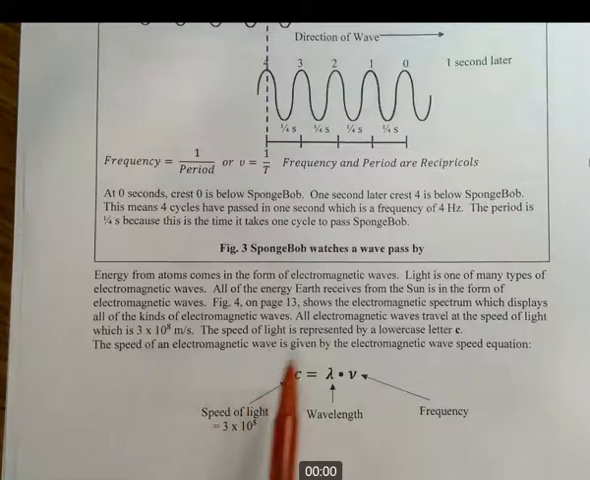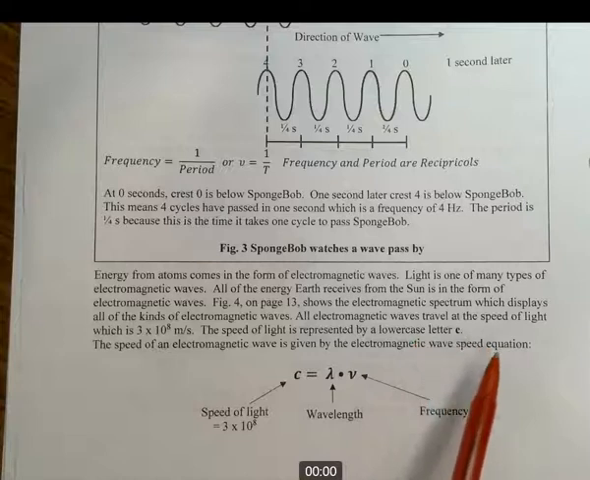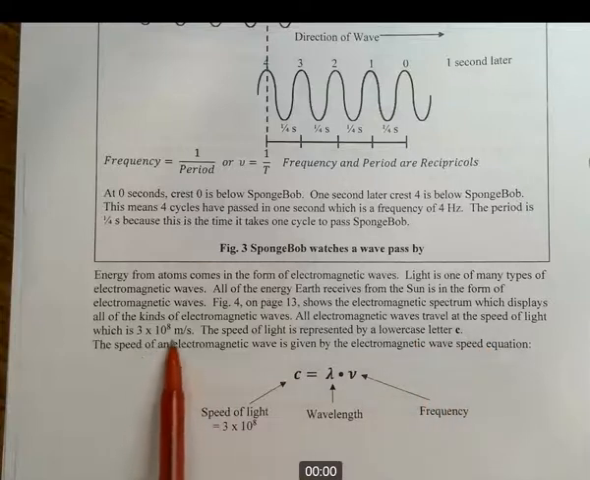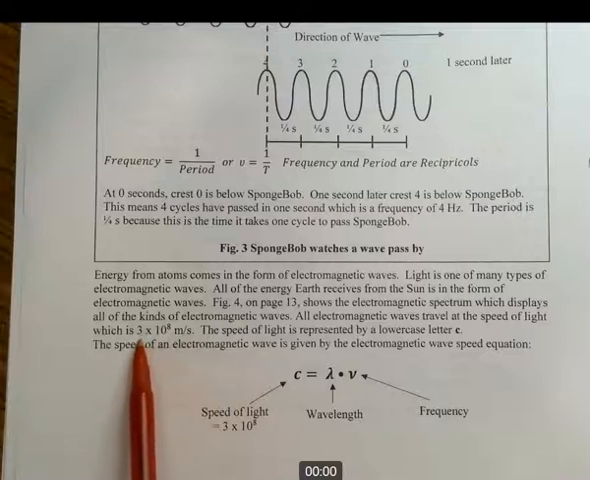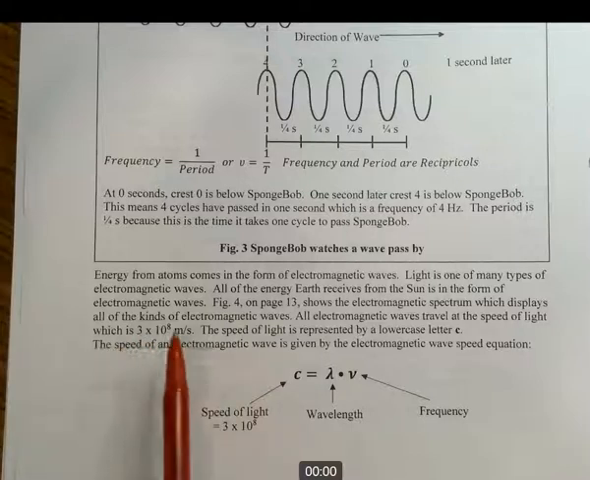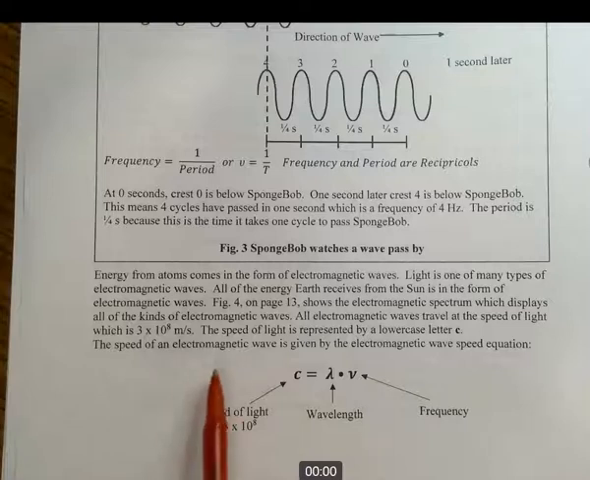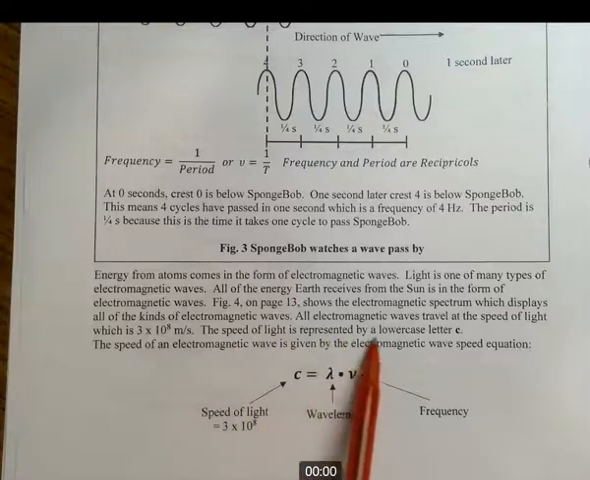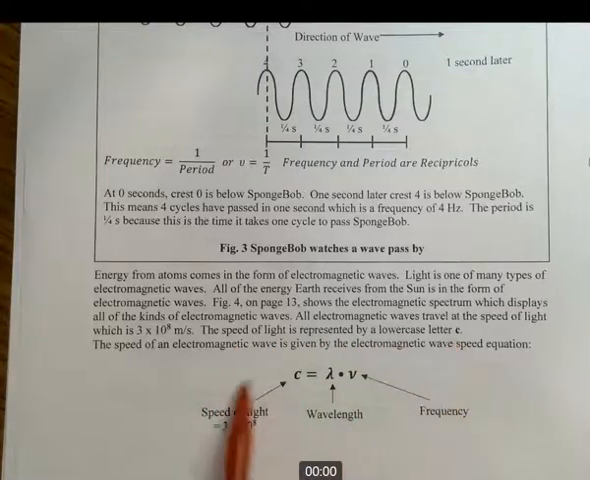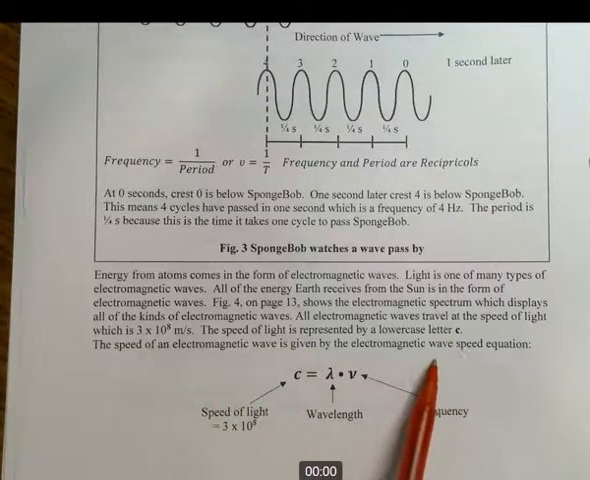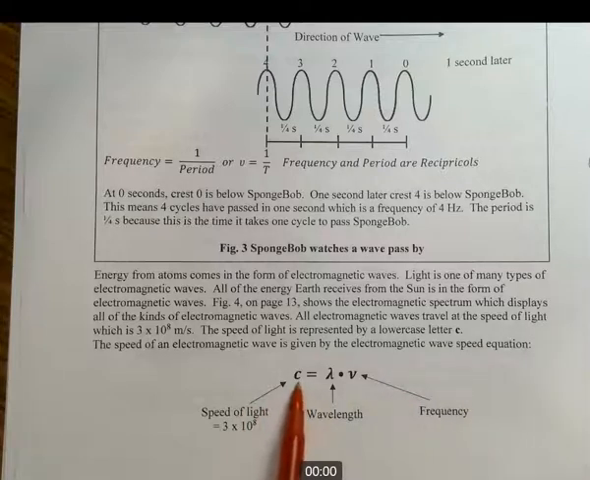All electromagnetic waves travel at the speed of light, which is 3 times 10 to the 8th meters per second. Some of your worksheets will have a more precise number, 2.99, but oftentimes it's said as 3. The speed of light is represented by a lowercase c. The speed of an electromagnetic wave is given by the electromagnetic wave speed equation. So the speed of light, this number is always 3 times 10 to the 8th, equals the wavelength times the frequency.